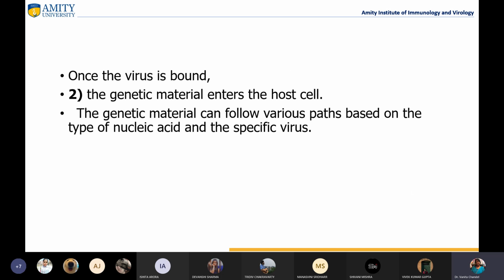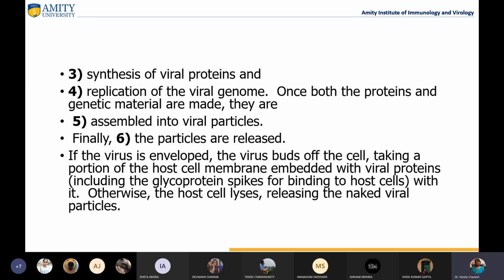Once the virus is bound, the genetic material enters the host cell. After the genetic material is inside the host cell, the synthesis of the viral proteins will take place, and then the replication of the viral genome will take place. Finally, these will assemble into a virus particle, or a virion as we say. And then at the end, these particles will be released outside the cell for further infection.